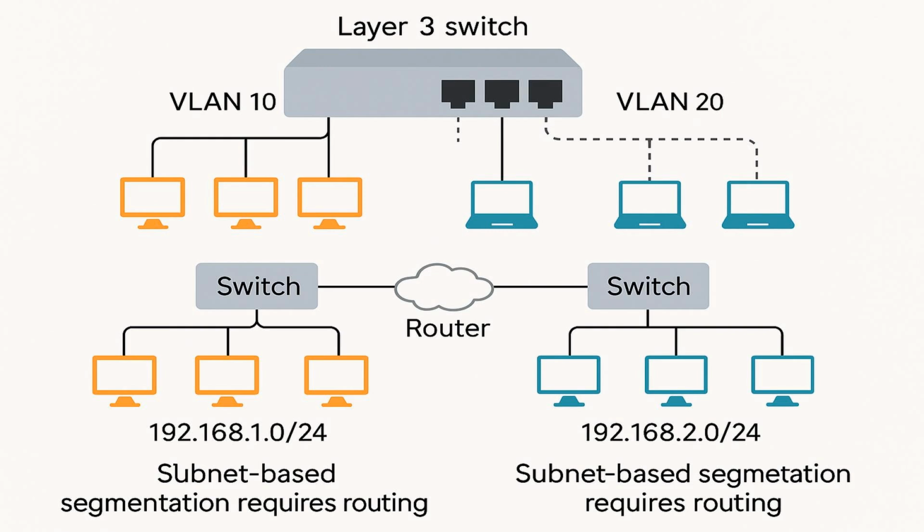Here's another difference. Subnets require routing to enable communication between different IP ranges, typically involving multiple switches and routers. VLANs can achieve similar segmentation within one layer 3 switch by logically separating ports into different broadcast domains. This setup simplifies network management and enhances performance by reducing unnecessary traffic.